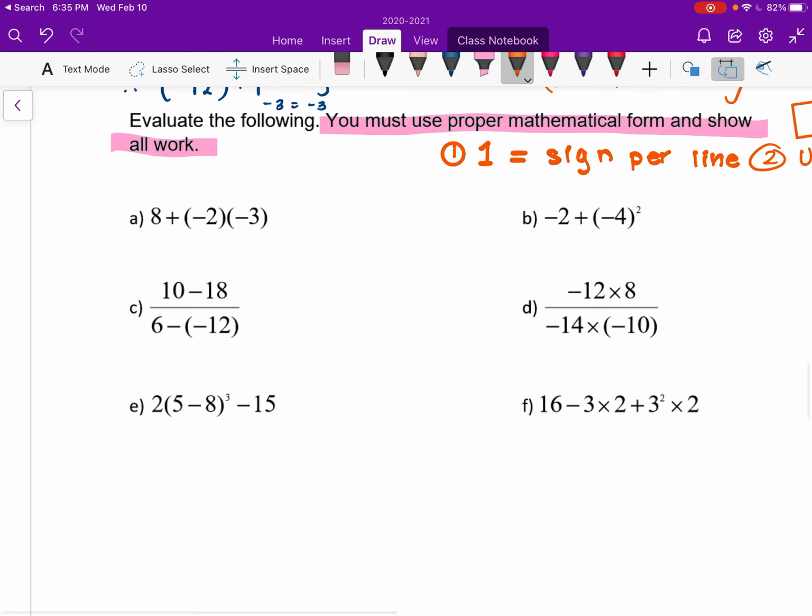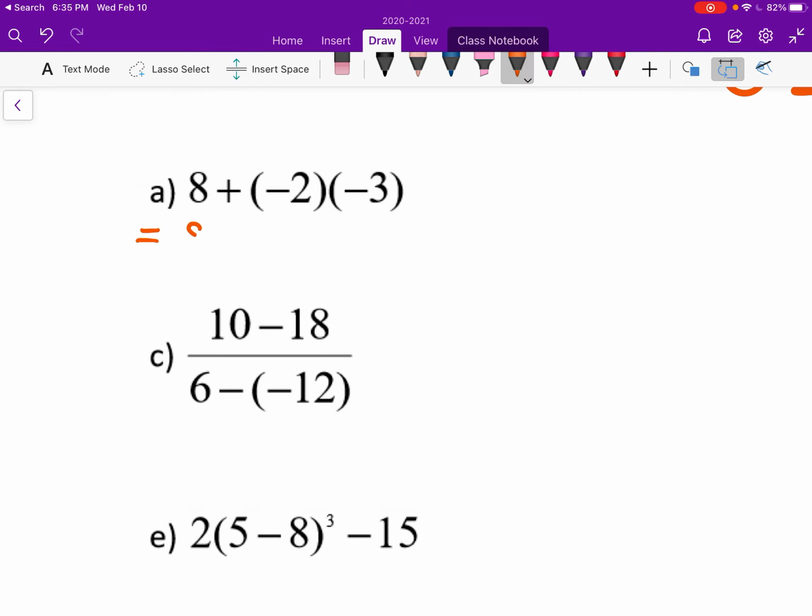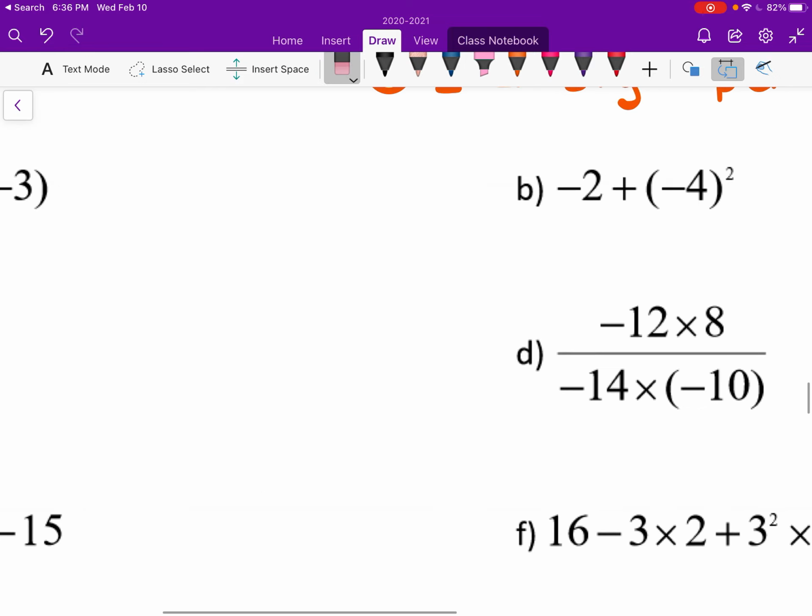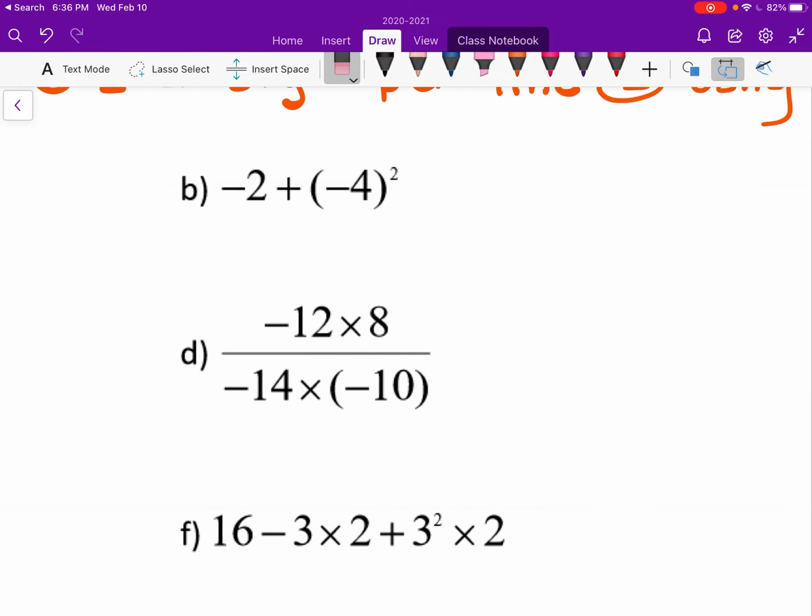The first thing we should do is 8 plus negative 2 times 3. I know from BEDMAS I'm going to do my multiplication first. So it's 8 plus, negative 2 times negative 3 is going to give me positive 6, equals 14. Notice how I only have one equal sign? If I'd written equals 14 here, that would have been wrong. That's bad form. I do it sometimes. You shouldn't on a test, but I understand if you do sometimes.